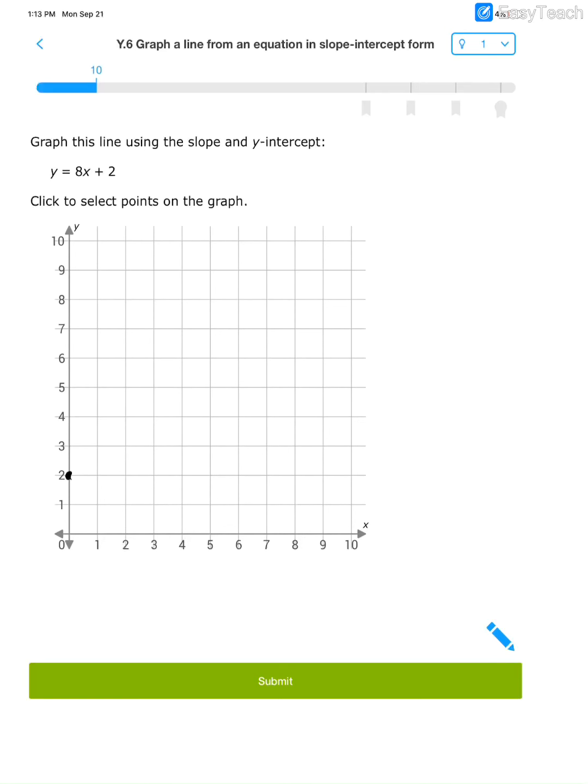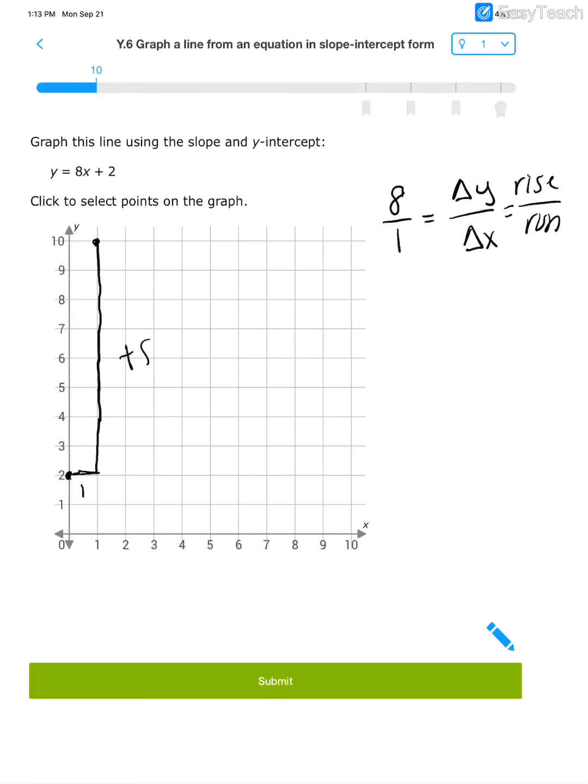Now it says 8x. So we know 8 is really 8 over 1, okay? And that's our slope. So if our change in y over our change in x is 8 over 1, we can also call it our rise over our run. So our change in x, our run, is 1, and we're going to go up 8. So we're going to go up 1, 2, 3, 4, 5, 6, 7, 8. I'm going to put a point there. So then we just went up 8.